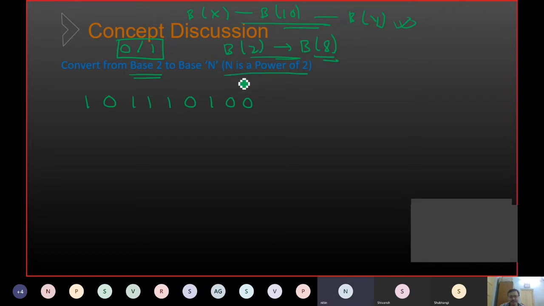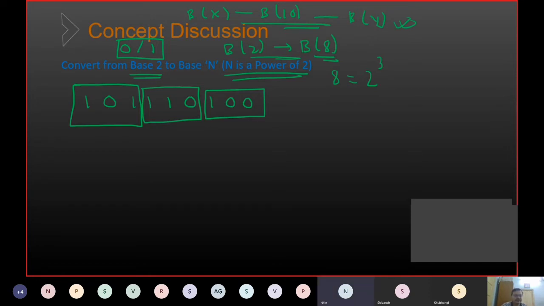Note the relation is because here, 8 is a power of 2. What is 8? 2 to the power of 3. So how can I represent the numbers? What you can do is group the numbers in groups of 3, since 8 is equal to 2 cubed.